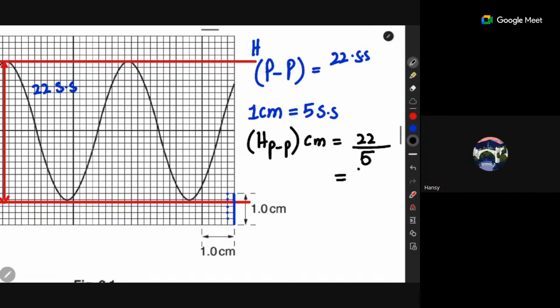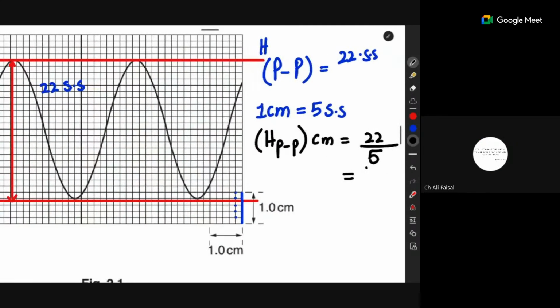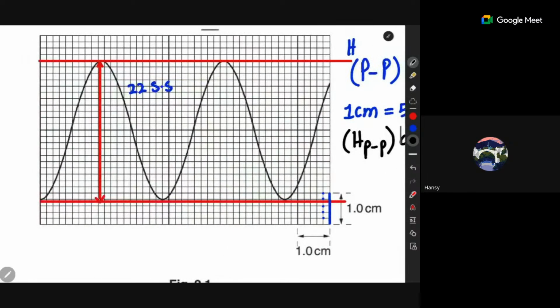Yes, sir, it will be 11 divided by 5, right? No, 22.5. It is peak to peak height. I'm not talking about amplitude. Peak to peak height: 4.4 centimeters. So this trace is going to give you 4.4 centimeters, top to bottom. Is it clear to everyone?